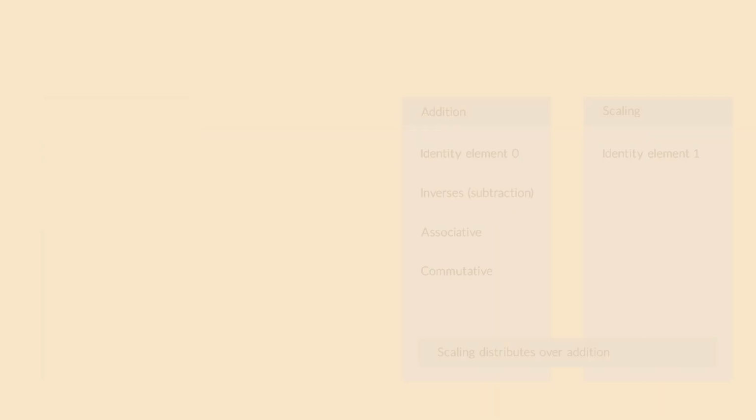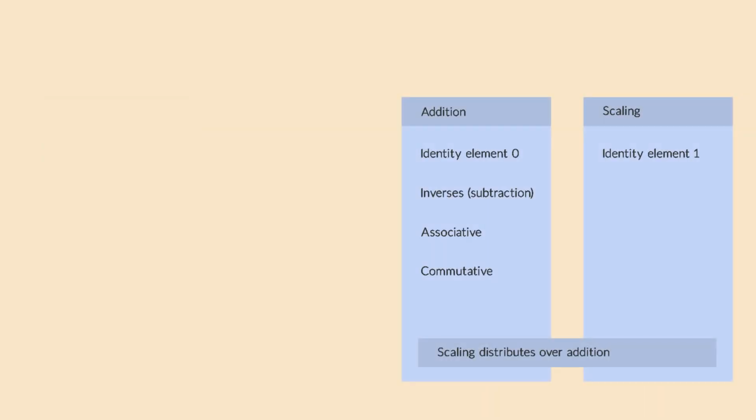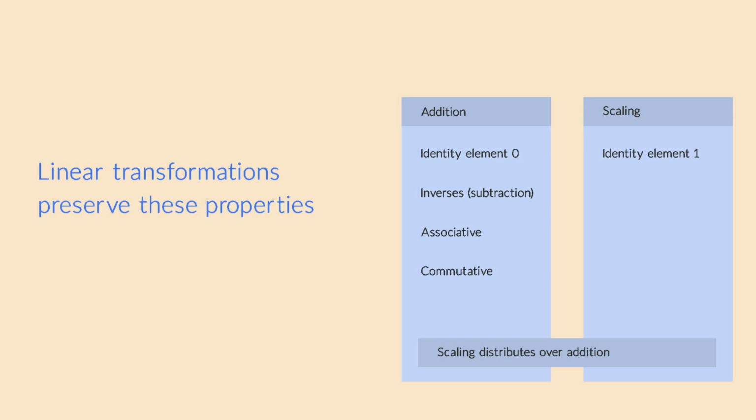For vector spaces, the structure is given by addition and scaling. Those are the only things you can do with vectors. So, we're going to look for mappings that preserve addition and scaling. These are known as linear transformations, and they are represented by matrices. Linear transformations will play the role in linear algebra that morphisms play in group theory.